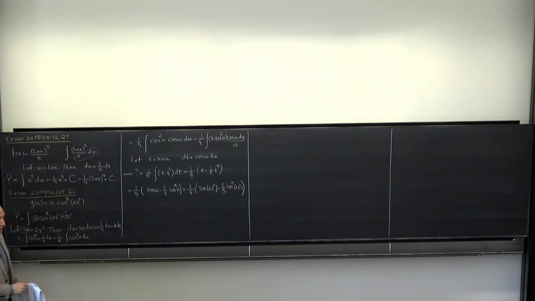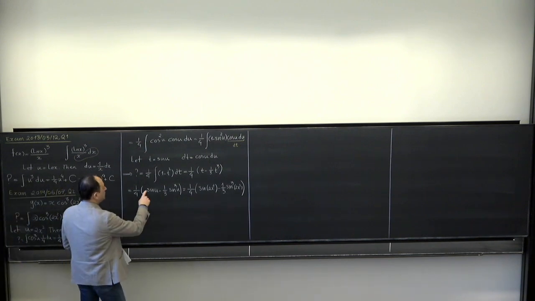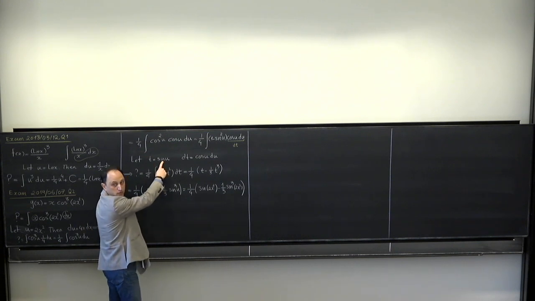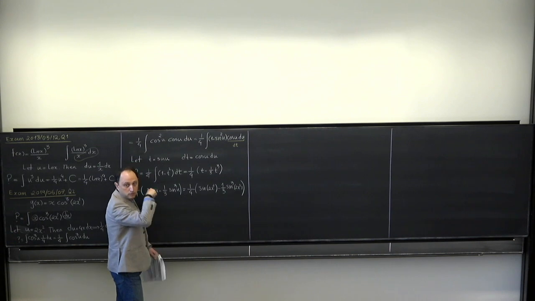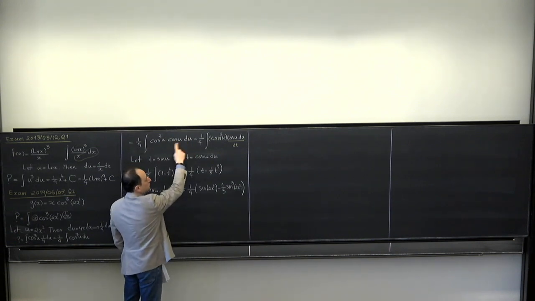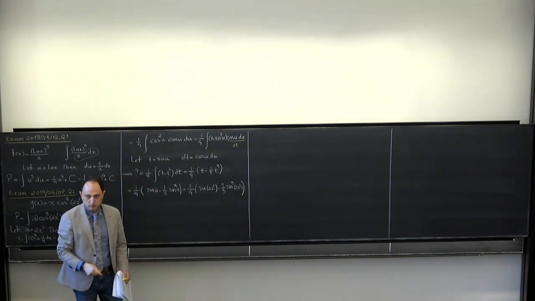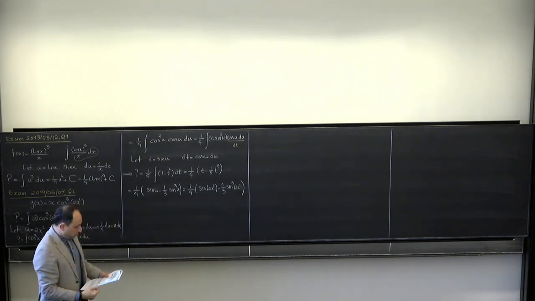Any questions here? What happens if we let t be cosine u? It doesn't work, because if you let this be cosine u, then dt becomes minus sine u du. But minus sine u du does not appear in the integral. Yes?